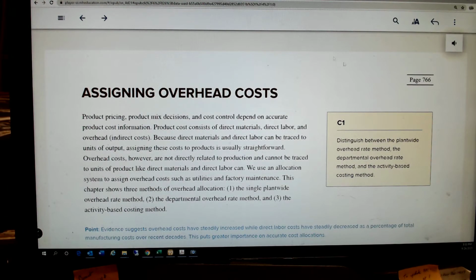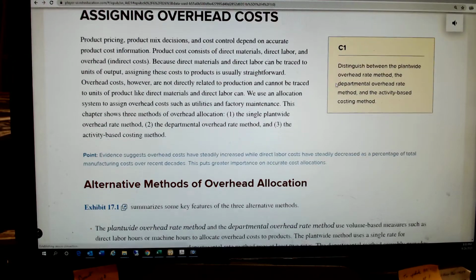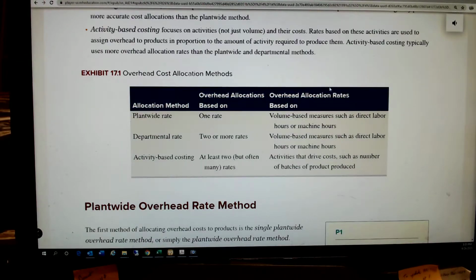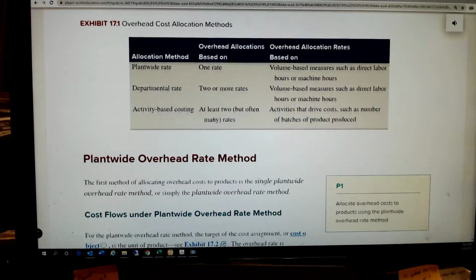We'll start on this page, 766, and assigning overhead costs. This is what we just said. A plant-wide rate uses one rate. A departmental rate uses a rate for each department. And an activity-based actually uses a rate for each activity. So we go beyond the constraints of just departments, but we look at activities as well.